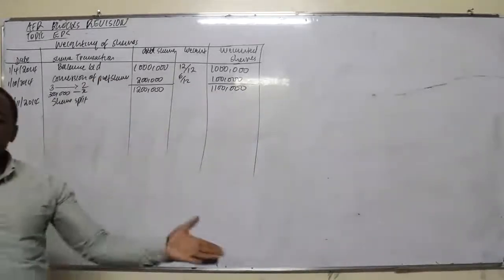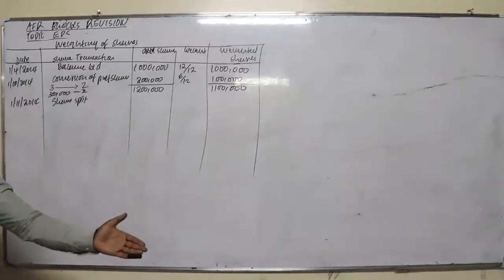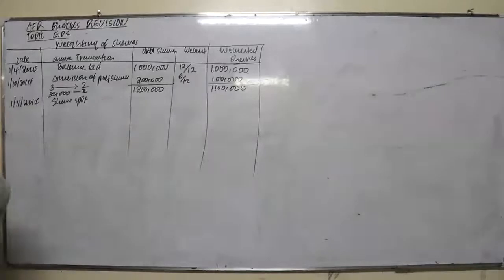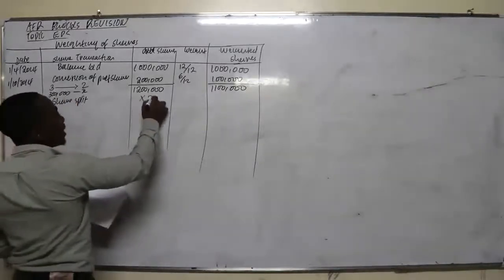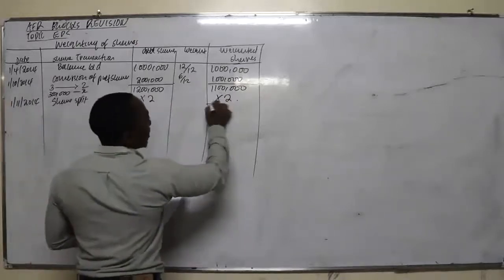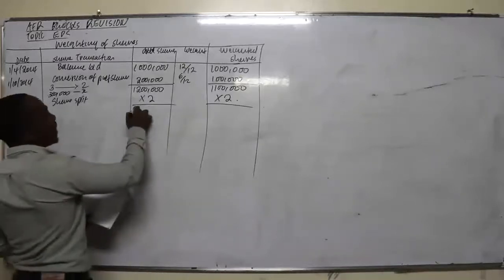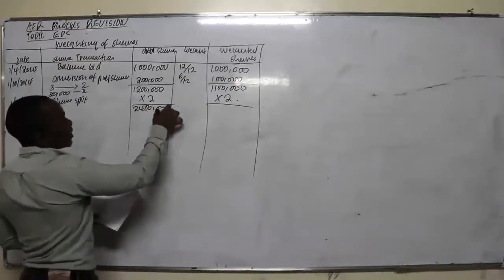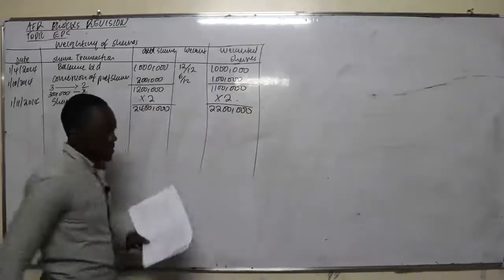Are you together? Split is when one share becomes two. That's what we call splitting. So in this case, you need to know when to multiply, when to divide. Because split is one share becoming many, you multiply. As simple as that. Is it one share becoming how many? Yes. Good.